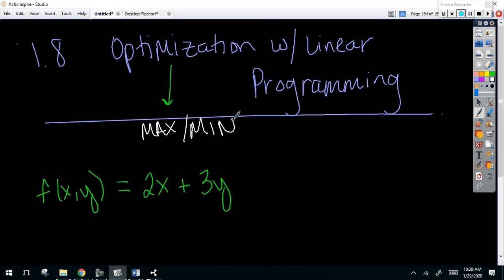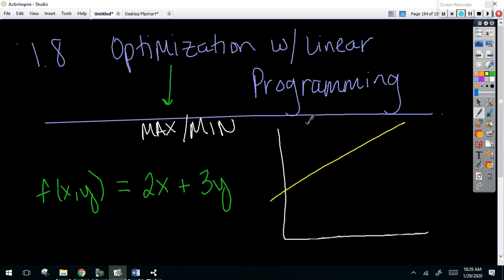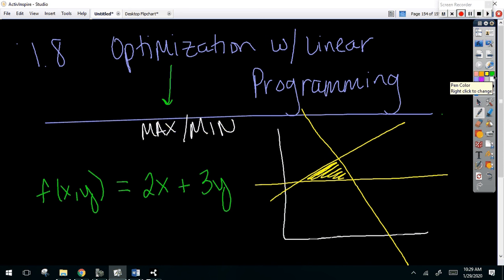So let's say I went through and graphed this system of inequalities, and let's say it looked something like this. And this was my feasible region. We talked a little bit about the vertices of the feasible region. Those are going to be critical now, because those are the points that I'm going to use to try to maximize or minimize my function.